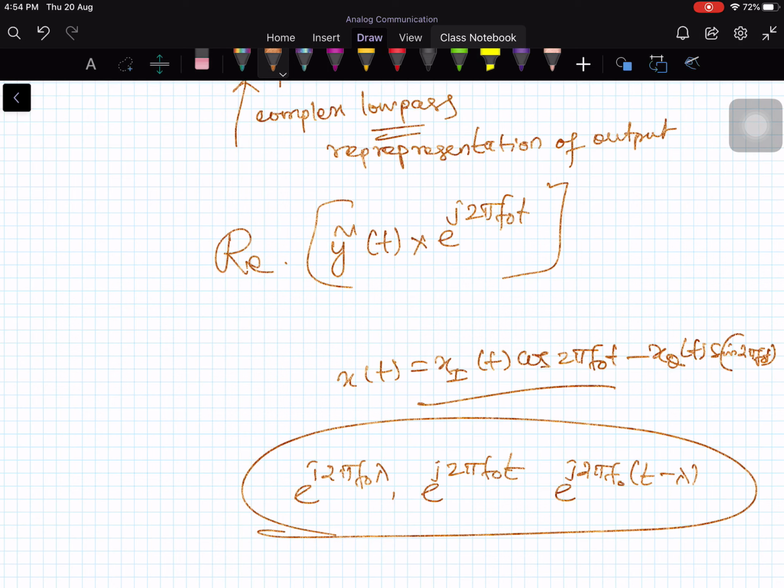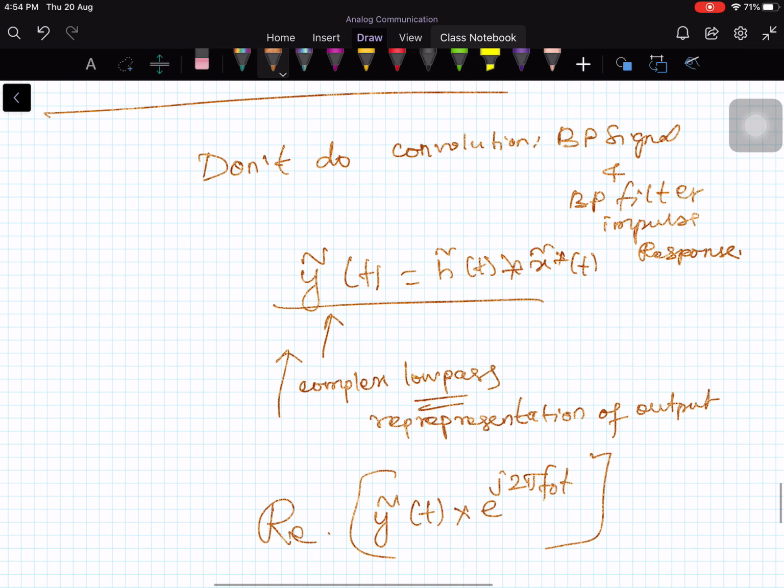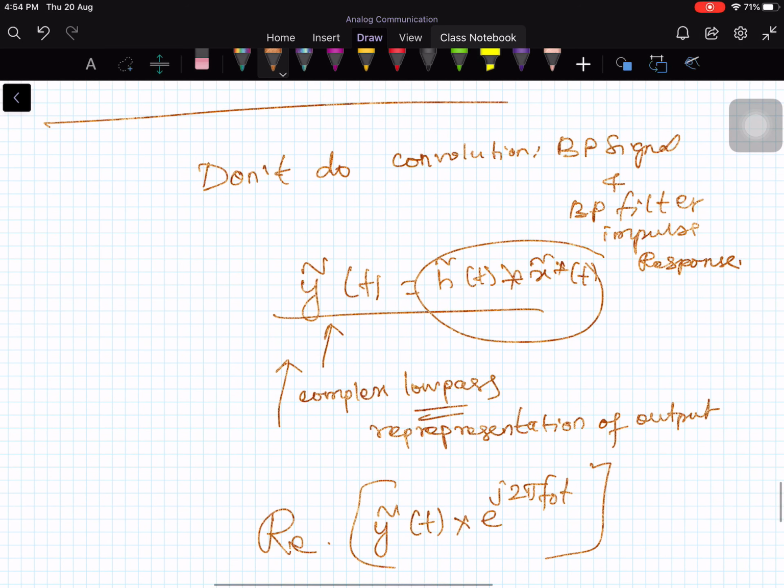So directly deal with the low pass representations, carry out the manipulations, carry out the mathematics, and the final result will be this. Simply multiply by e to the j 2 pi f naught t and take the real part of that, because h tilde of t and x tilde of t carry the information. So only concentrate on the information part, don't concentrate on the carrier part. That's the moral of the story. If you do it like this, you are working on the information part. Information is in h tilde of t and x tilde of t.